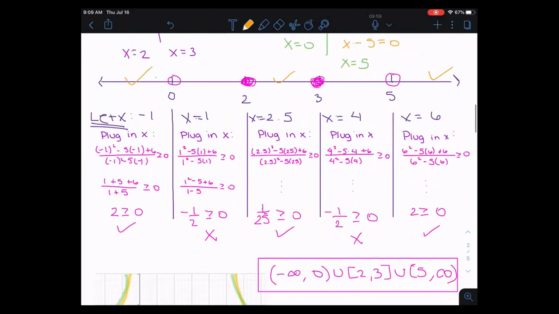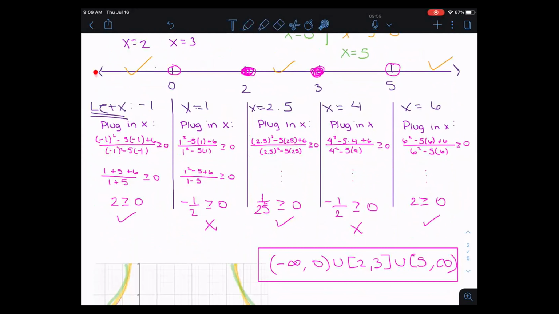So if we write down this interval from left to right, it's starting off from -infinity, and this interval worked up until 0. So it's going from -infinity to 0. This area did not work, so we're going to jump over this. Now we're starting off at 2, and at 2 it's included because this is an x-intercept, and it's going up until 3. So this part is included. And in the interval between 3 and 5, that one did not work, so we're jumping over that again.